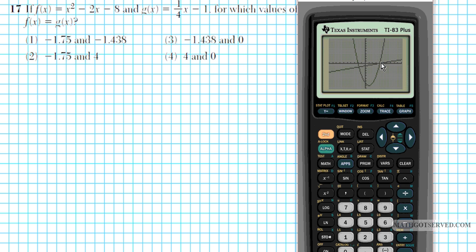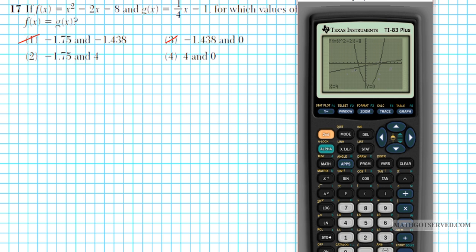Okay, so this value here, this x value, what x value is that? Well, we can trace, press trace, and then just go to the right. That looks like 1, 2, 3, 4. Let's try 4. 4, enter. Perfect. That is an answer. So x equals 4 is an answer. We can take out anyone that doesn't have 4 in it. It can be 1 and it cannot be 3.